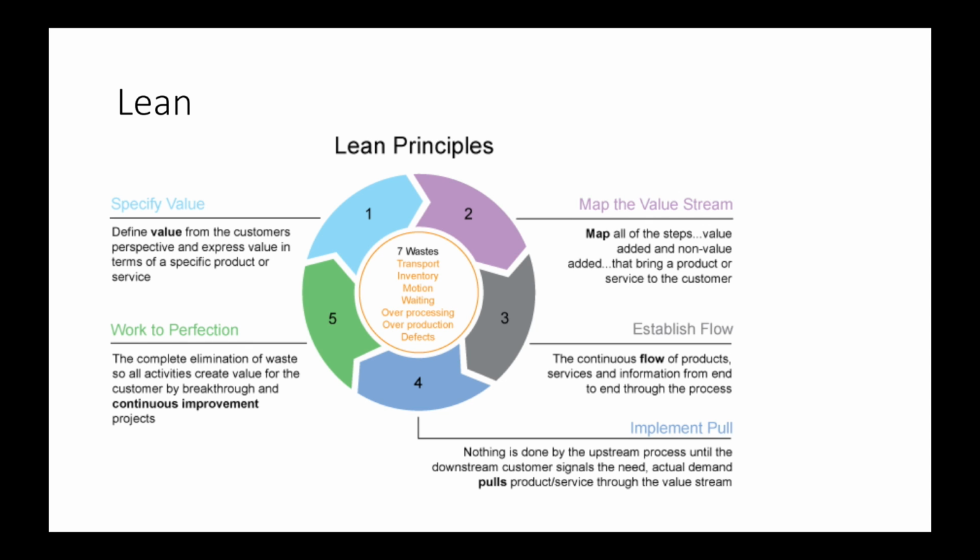It is also important that there is a continuous flow of products, services, and information from end to end throughout the process. The implementation of pull is done because nothing is done by the upstream process until the downstream customer signals the need. Actual demand pulls products and services through the value stream.